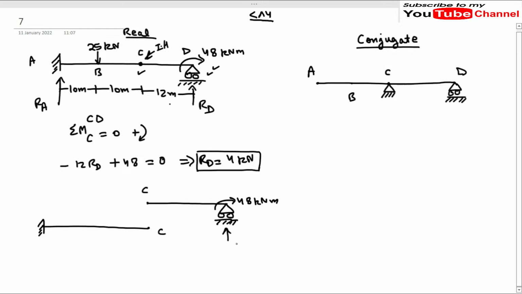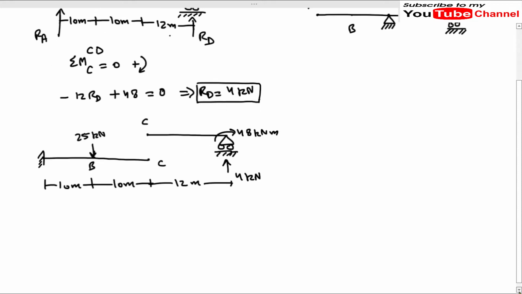There will be a reaction of 4 kilonewton, which is RD, and here we have our point load of 25 kilonewton at B. This length is 10 meters, this length is also 10 meters, and this length is 12 meters. Now we will consider these two portions separately.